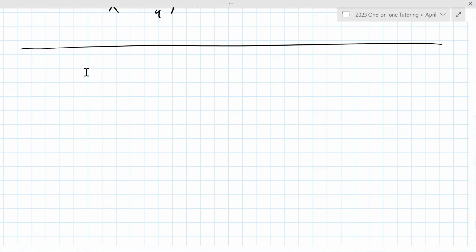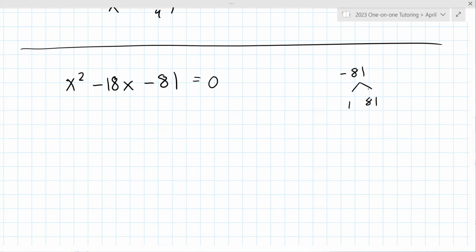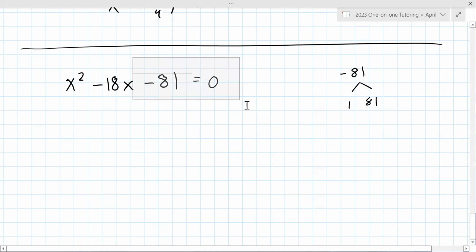So this one says x squared minus 18x minus 81. Like this. Now, this one's not a plus maybe. No, it's a minus. If you start looking at all the factors of negative 81, there's not that many. Sorry, I accidentally did it in my head. It's x squared minus 18x equals negative 81. So it's a plus, and that changes things significantly.